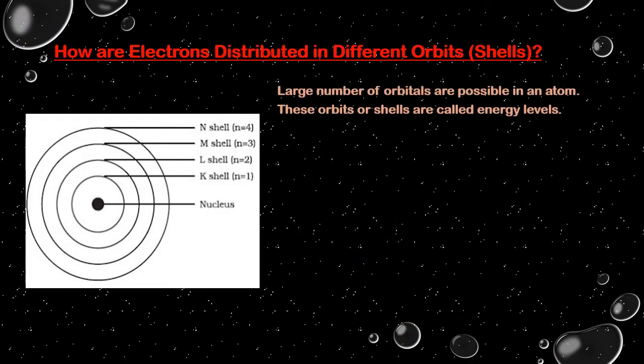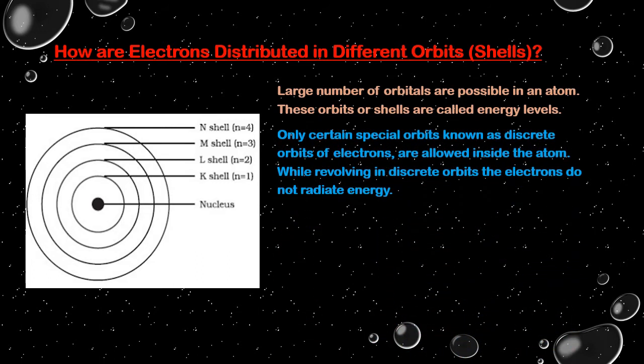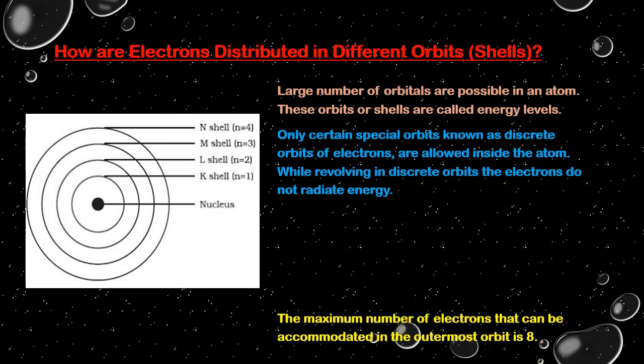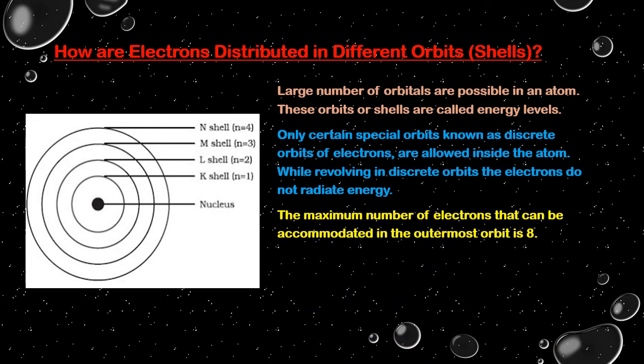How are electrons distributed in different orbits or shells? Large number of orbitals are possible in an atom. These orbits or shells are called energy levels. Only certain special orbits, known as discrete orbits of electrons, are allowed inside the atom. While revolving in the discrete orbits, the electrons do not radiate energy.